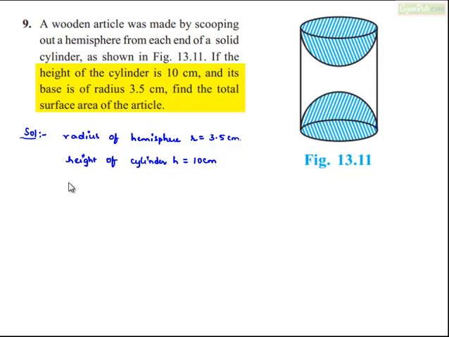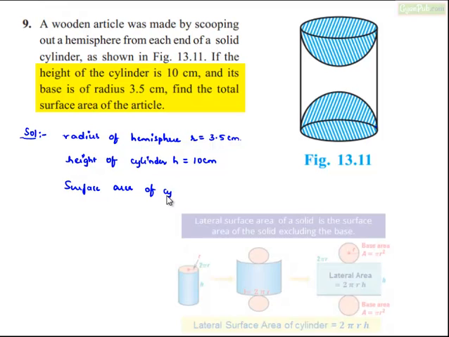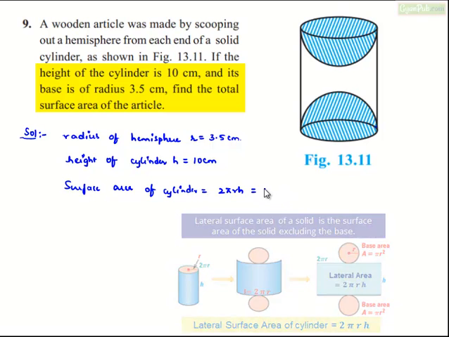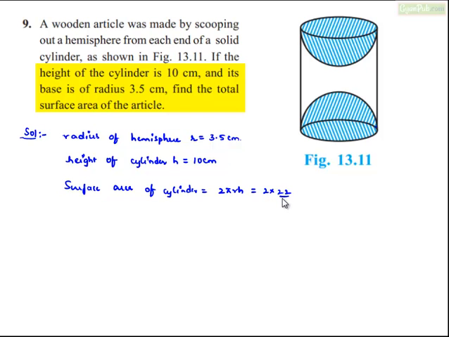Now the surface area of cylinder is equal to 2 pi RH, that is equal to 2 times 22 by 7 times 3.5 times 10. Here 3.5 goes in 7 2 times and 2 goes into 1 time, that is equal to 22 times 10 is 220 centimeter square.